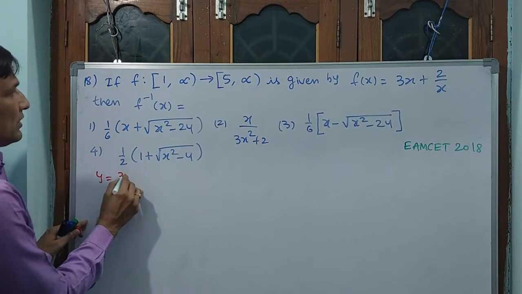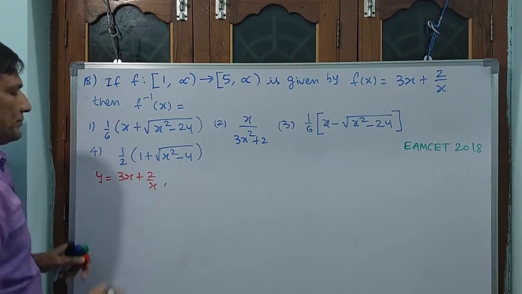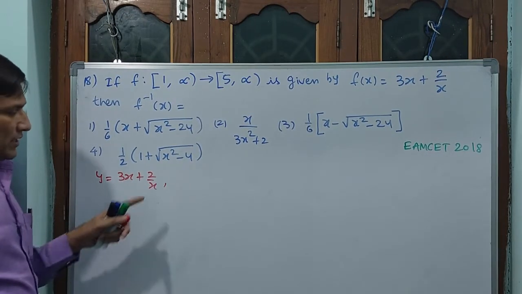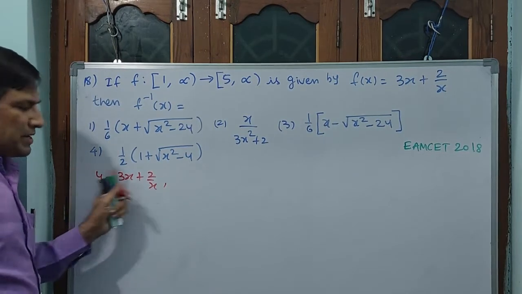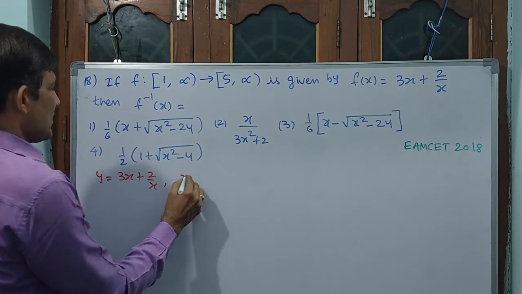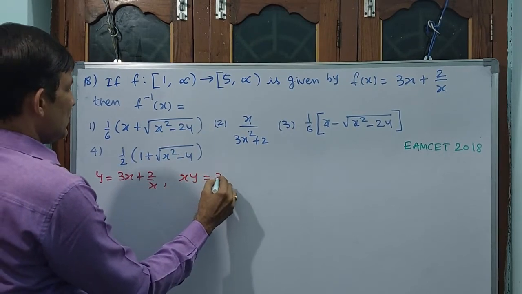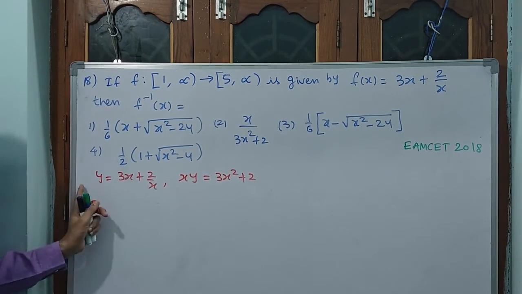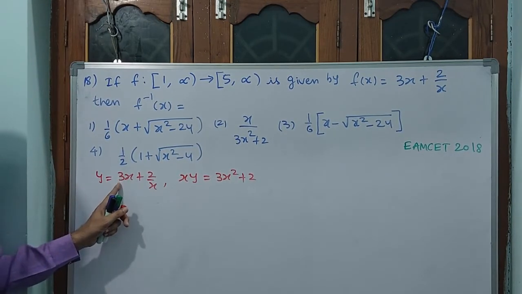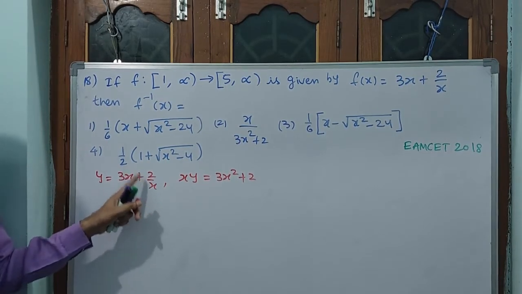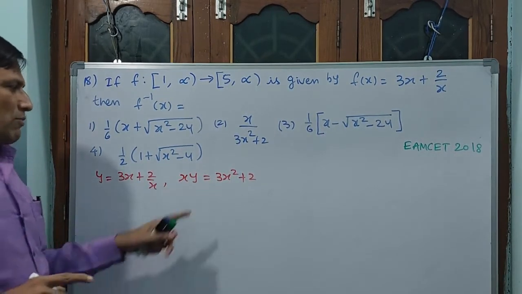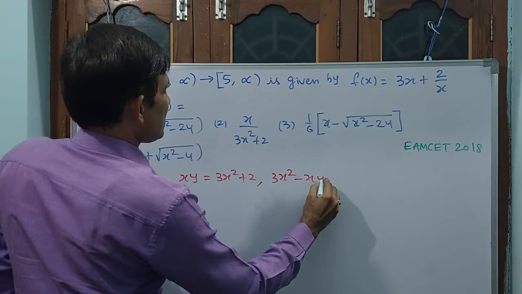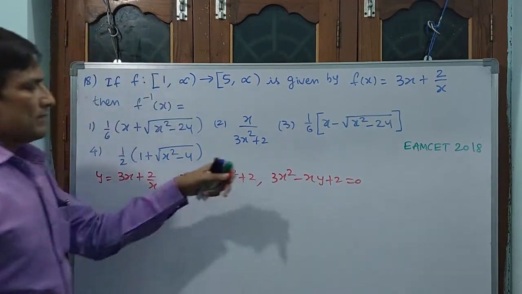y is equal to 3x plus 2 by x. See, here the denominator x is there. That is why I will multiply with x. That means xy is equal to 3x square plus 2. Is it correct? I have multiplied with x on both sides. x into 3x is 3x square, x into 2 by x is 2. Now I am sending xy to that side: 3x square minus xy plus 2 equal to 0. Is it okay?